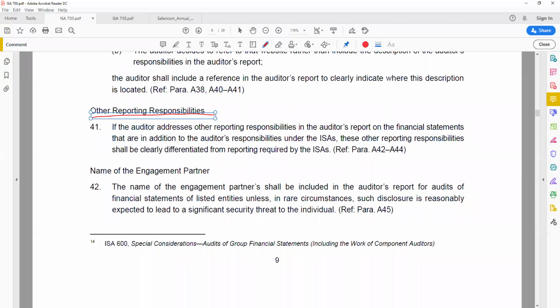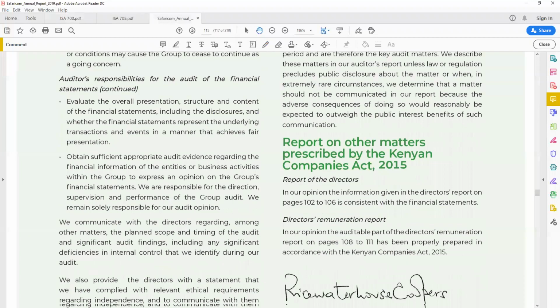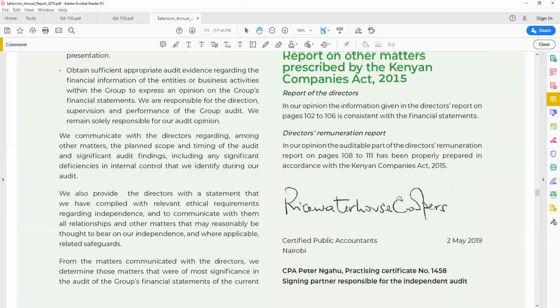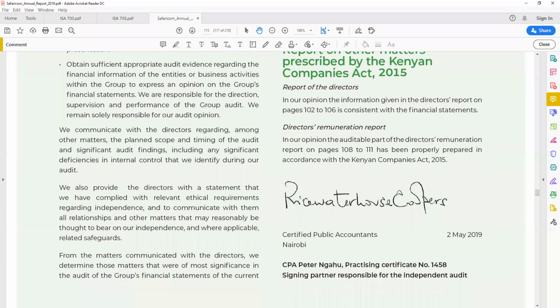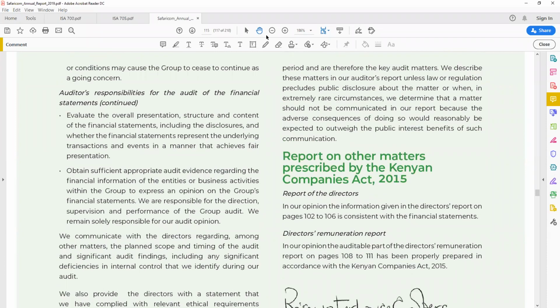Let's just go through the Safaricom accounts to see other reporting requirements of the auditor of Safaricom. Here it is: a report on other matters prescribed by the Kenyan Companies Act, 2015. So in this paragraph, you simply tell me that over and above the requirement of the ISA, the Kenyan Companies Act required of me to do A, B, C, and D. In this case, to give an opinion given in the report of the directors.